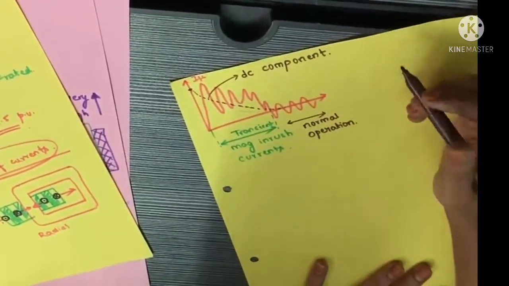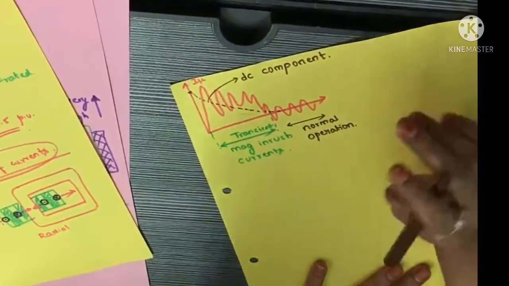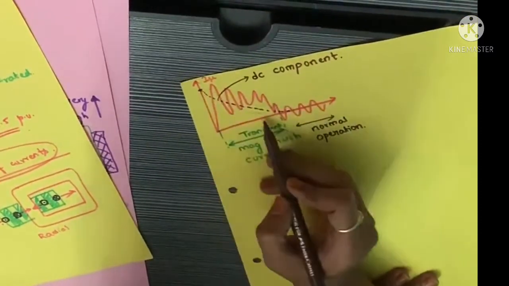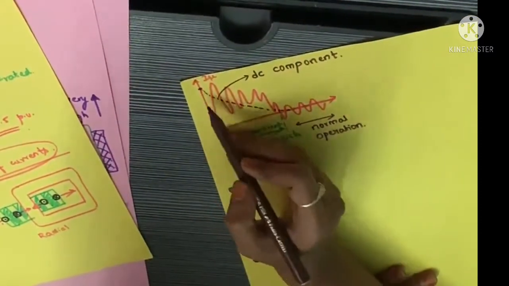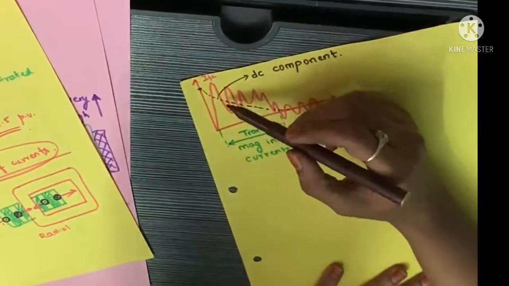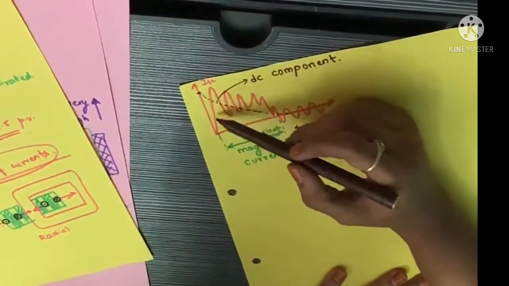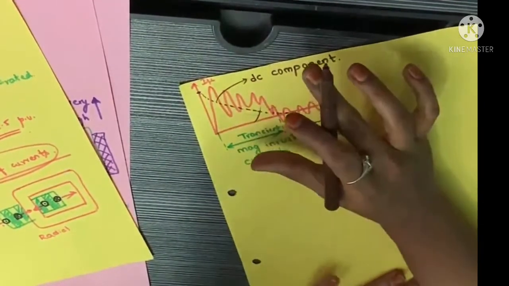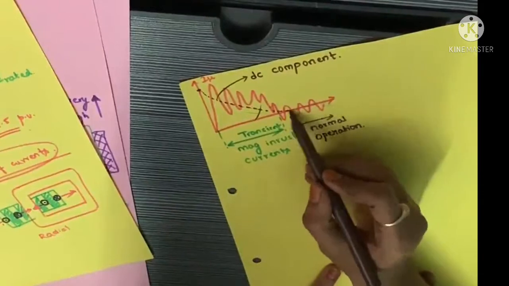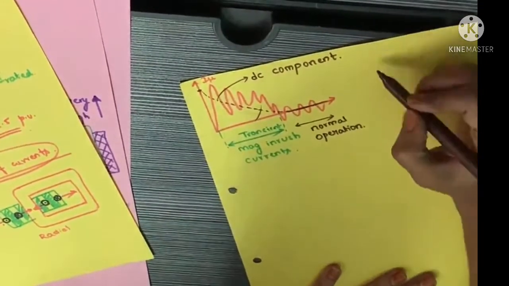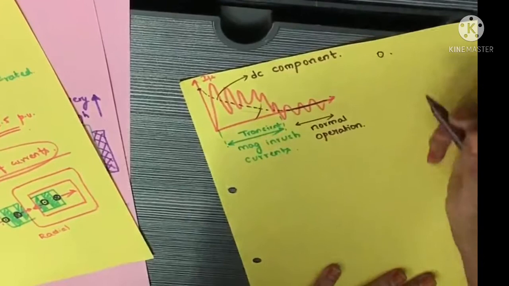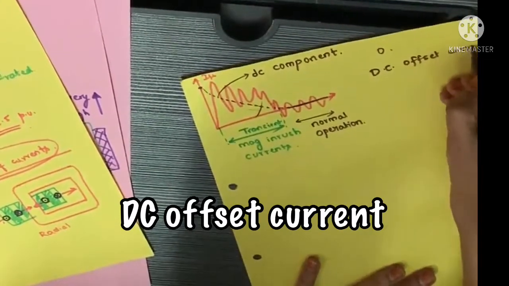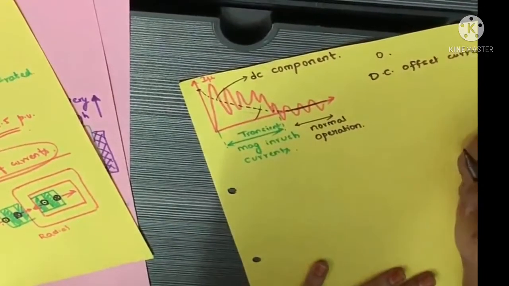This DC component is absent during normal operation. See, due to this transient, the extra part, this DC component, is added to the waveform. As you can see, in this region the DC component as well as the AC component are both present. But in normal condition, the DC component is 0. This is called the DC offset current, which is not symmetrical about the x-axis.